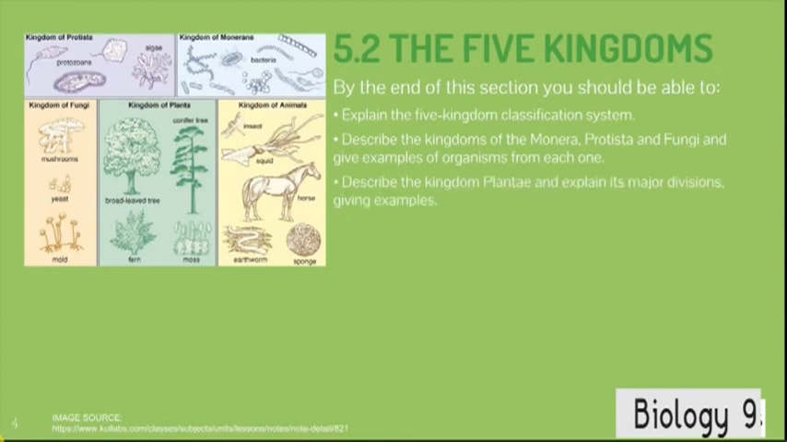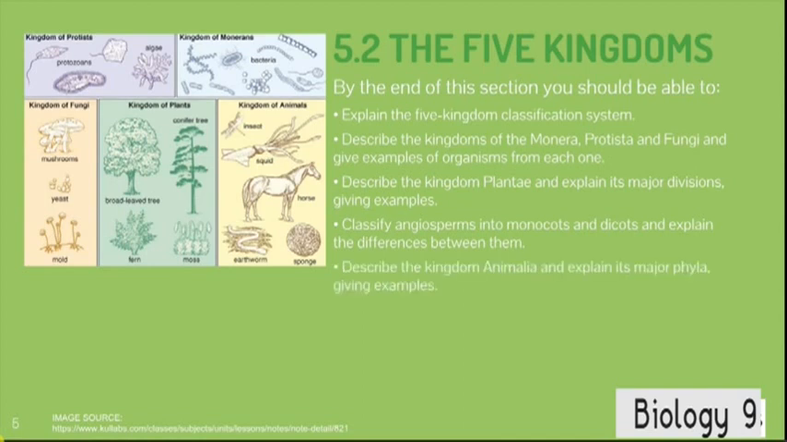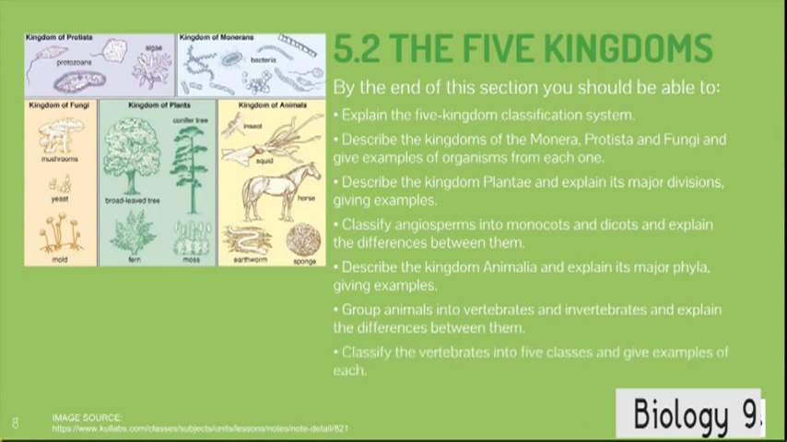Describe the kingdom Plantae and explain its major divisions, giving examples. Classify angiosperms into monocots and dicots and explain the differences between them. Describe the kingdom Animalia and explain its major phyla, giving examples. Group animals into vertebrates and invertebrates and explain the differences between them. Classify the vertebrates into 5 classes and give examples of each.